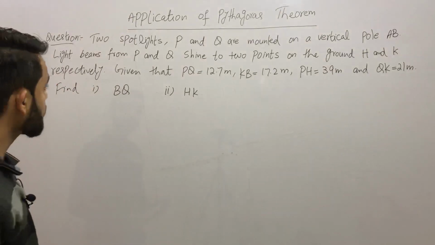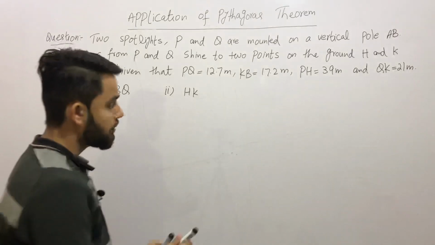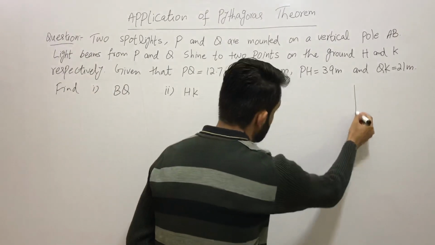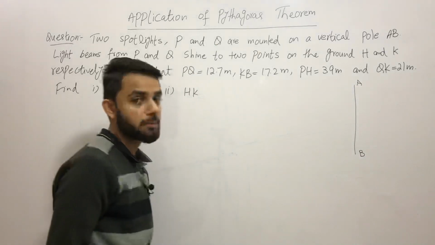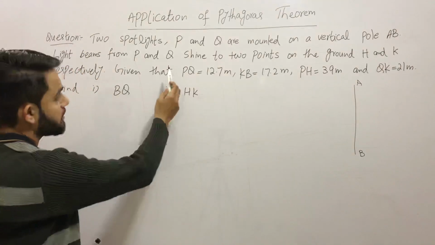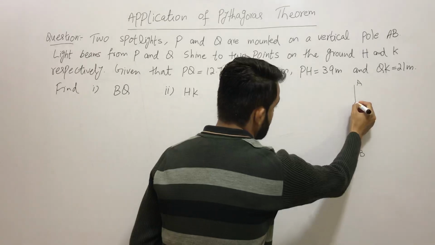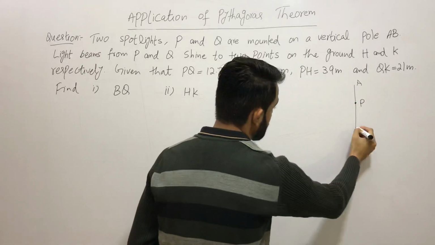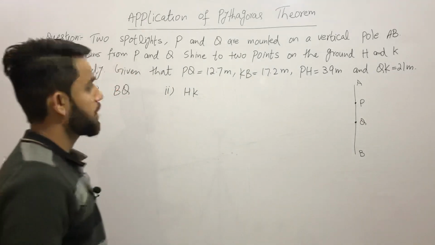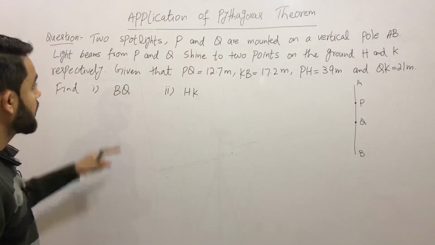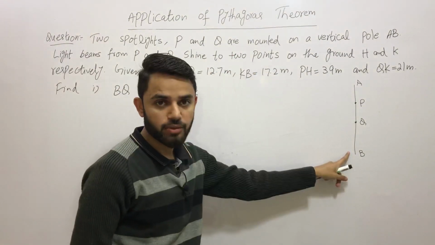It says two spotlights P and Q are mounted on a vertical pole AB. So first of all, we need to make a vertical pole, that's your A and that's your B. So this is your vertical pole. Now the two spotlights P and Q are mounted on it. So we will take some random point P over here, and another point Q over here. So these are the two spotlights. That's what we did so far.